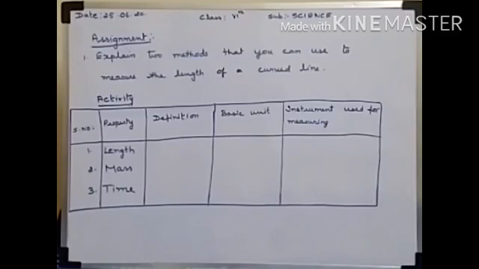Then one activity I will give you children, writing activity only. That is, first one is length. You have to write the definition of length in the given box. Then you have to write the basic units and what are the instruments used for measuring length. Second one is mass. Write the definition and what's the basic unit of mass and what are the instruments used for measuring mass. Third one is time. Write the definition, write the basic unit of time and write the instrument used for measuring time.